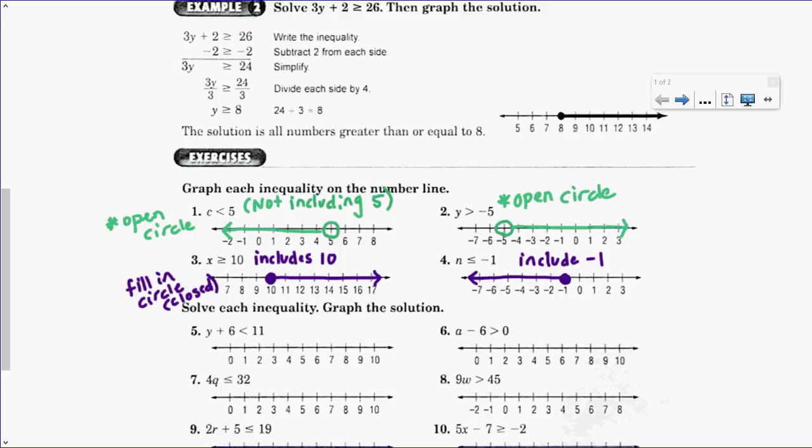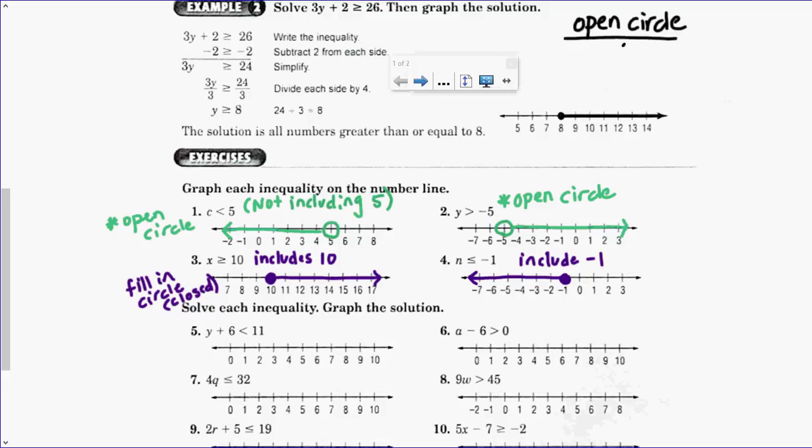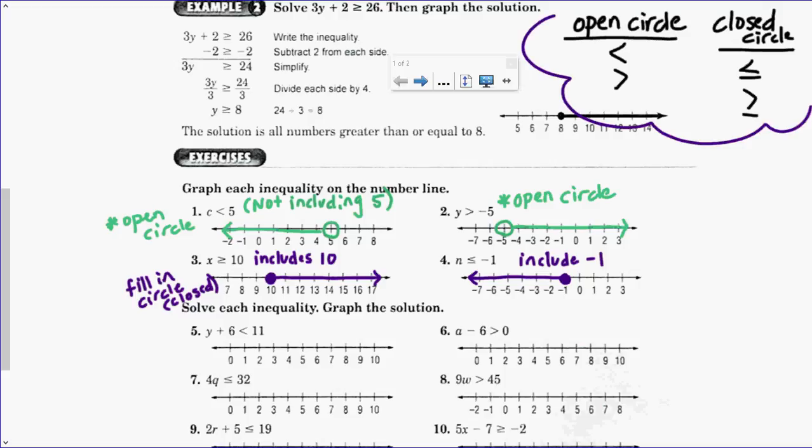And the number lines keep going, so it goes to either negative infinity or infinity based on which direction it's going. Okay, so let's take a moment to refresh that. So open circle for less than or greater than, because we're not including, and closed circle for less than or equal to and greater than or equal to. Okay, so make sure that you have this note here too, so you know which one is which.